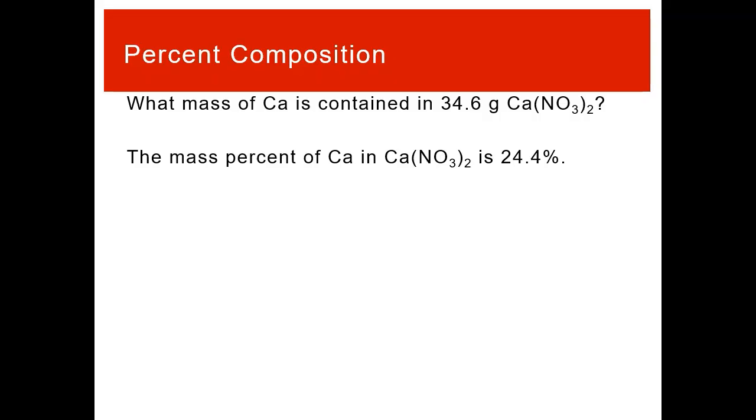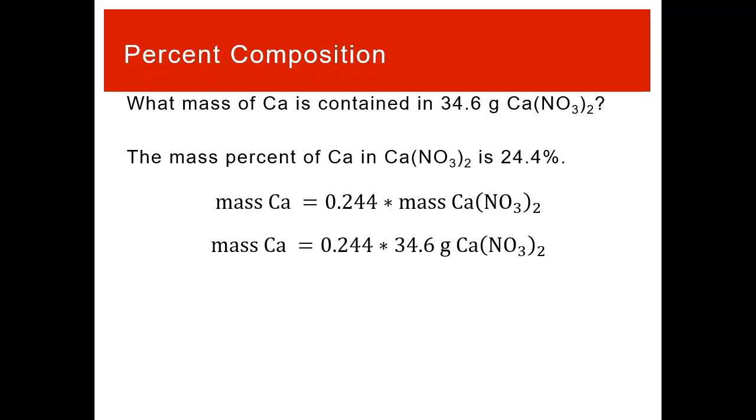So what we can do is take that 24.4% and use it as a ratio of 0.244. If we take that and multiply it by the mass of calcium nitrate, the 34.6 comes from right there, multiply that out and we get 8.44. So that gives us the mass of calcium.